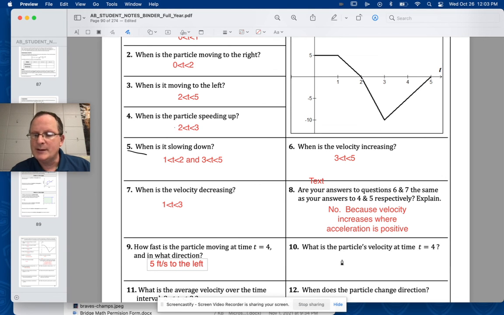What's the particle's velocity at t equals 4? This one's speed, so we had an absolute value situation there, but this one is asking how fast. So it's moving -4 feet per second.